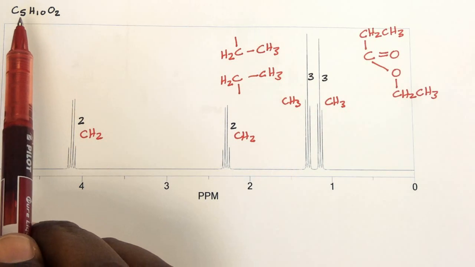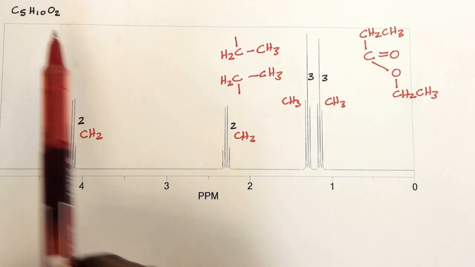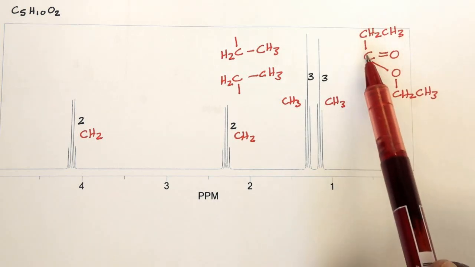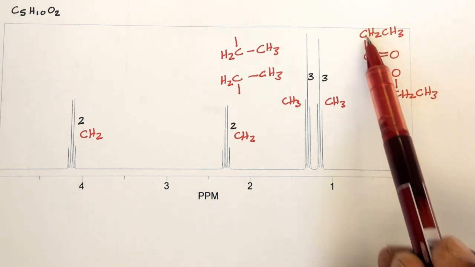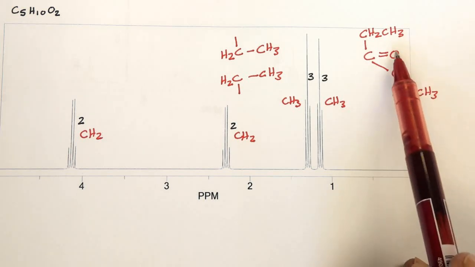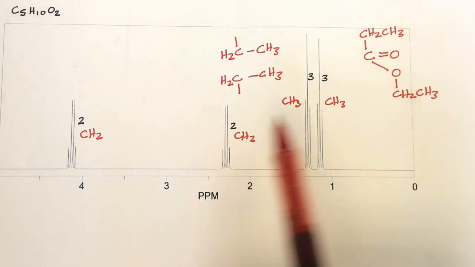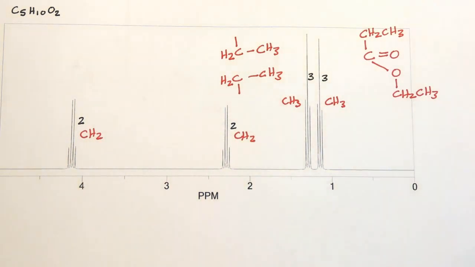Which means that the structure of this molecule is this ester. If I look at the molecular formula again, 5 carbons, 10 hydrogens, and 2 oxygens: I see 5 + 5, 10 hydrogens, 1, 2, 3, 4, 5 carbons, and 2 oxygens. So this structure matches this particular spectrum.